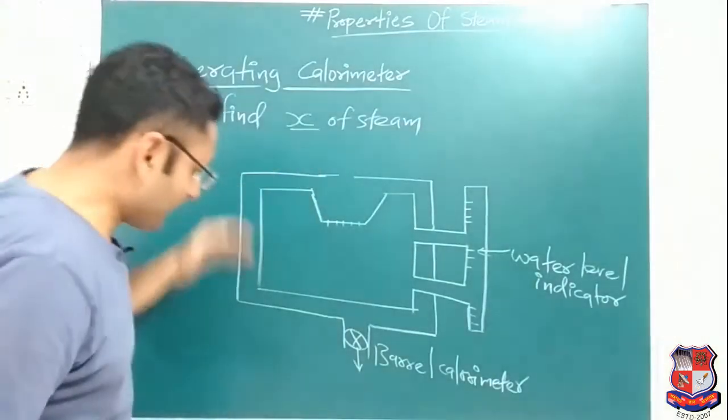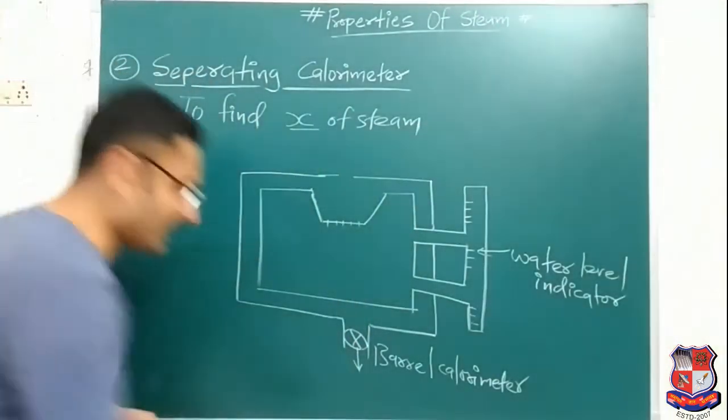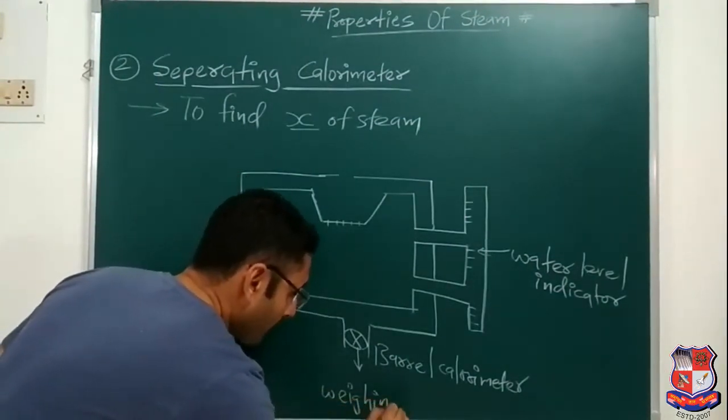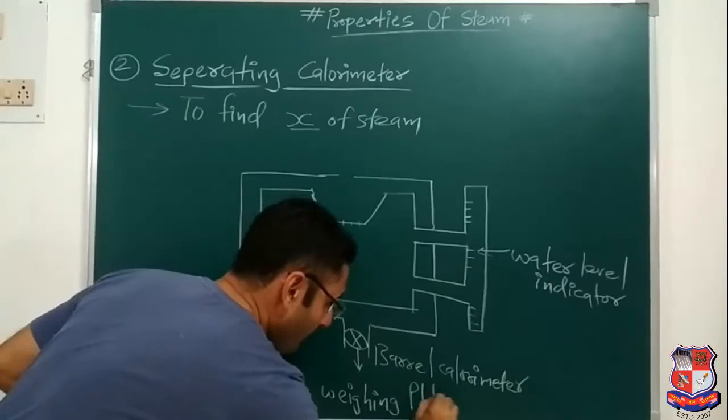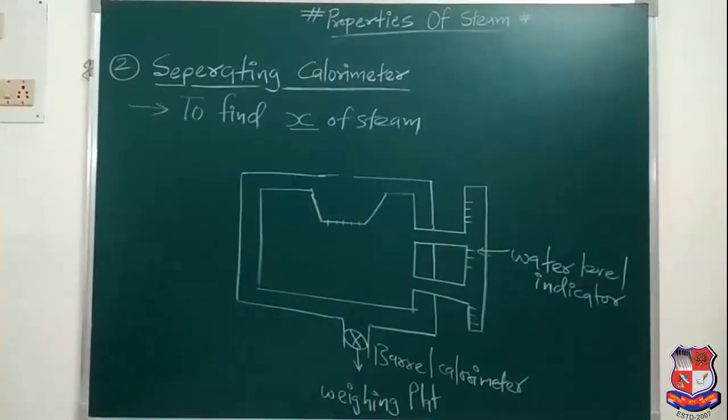And that separating calorimeter is connected with the barrel calorimeter, and the barrel calorimeter is located on one weighing platform. Maybe you are able to see, I hope. Let me check.